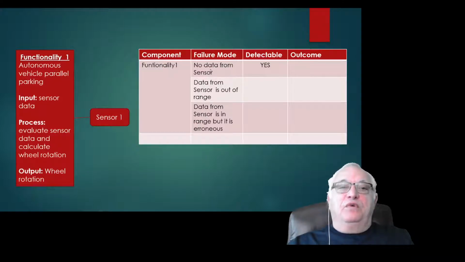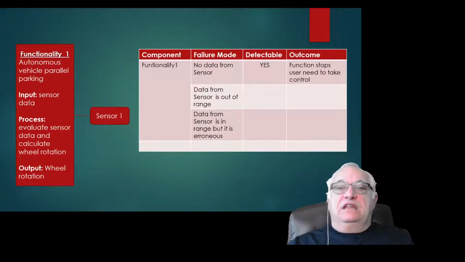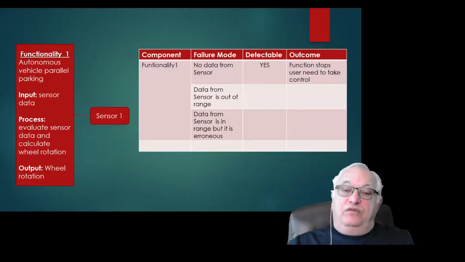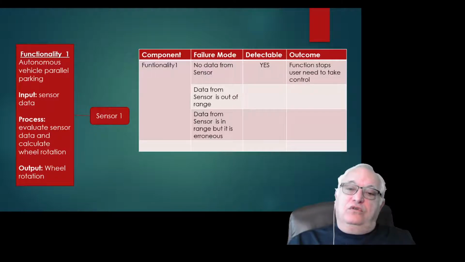So in the first failure mode, no data from the sensor. In this case, the software realizes that it's not getting any new data from the sensor. So detectable, yeah, it's not getting data. And the outcome will be, for example, the software could decide, okay, if I stop getting data in the middle of my parallel parking function, then I will stop, and then I would light up some red light and tell the user that I'm broken, and the user can continue to parallel park on its own or drive away.